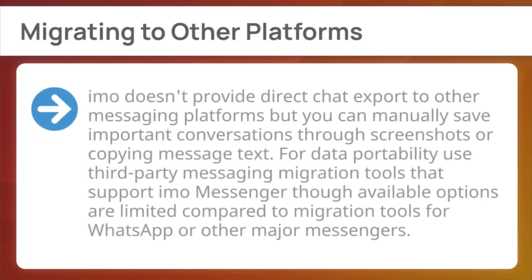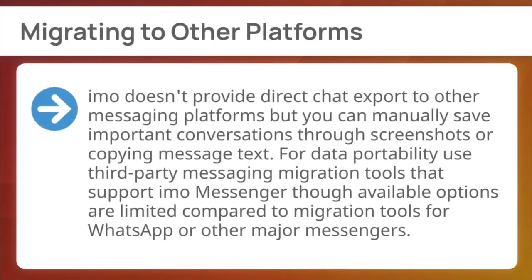Finally, migrating to other platforms. IMO doesn't provide direct chat export to other messaging platforms, but you can manually save important conversations through screenshots or copying message text. For data portability, use third-party messaging migration tools that support IMO Messenger, though available options are limited compared to migration tools for WhatsApp or other major messengers.